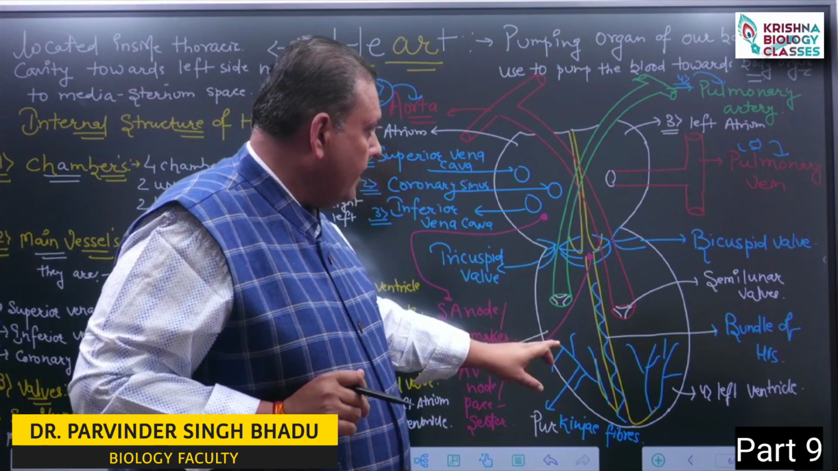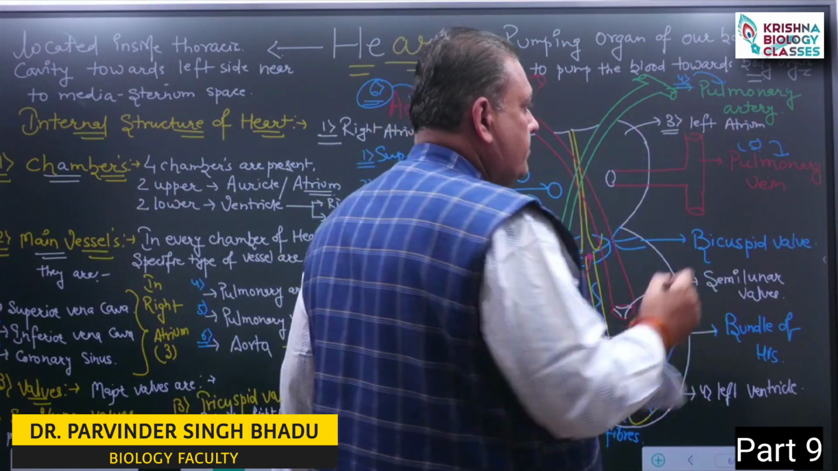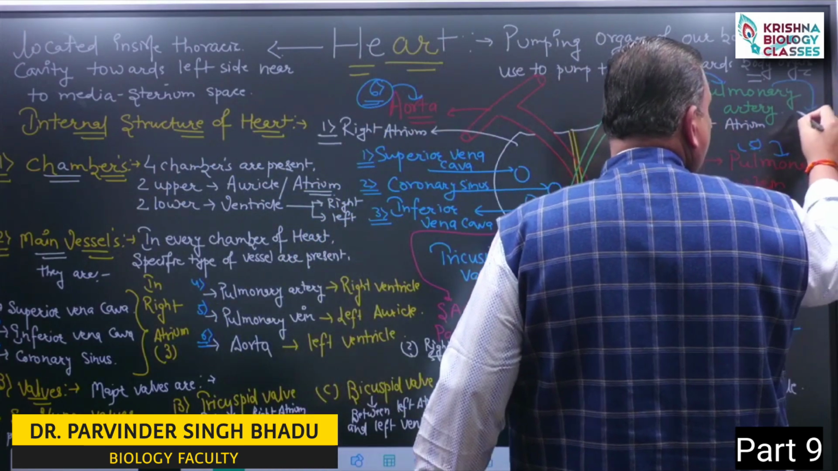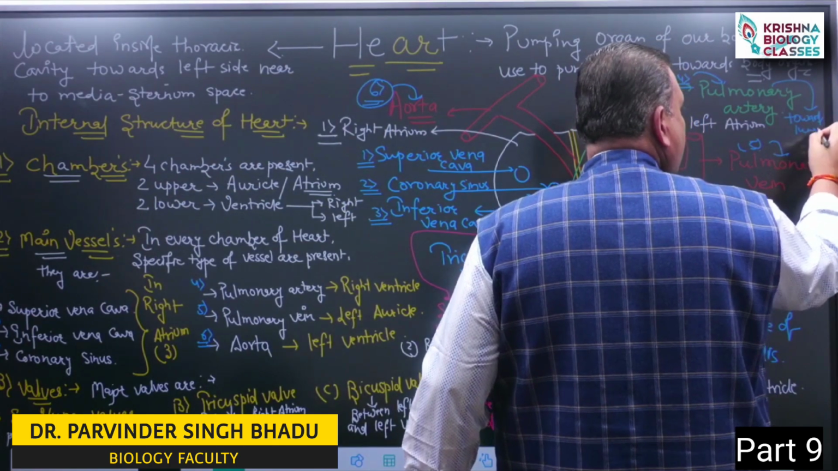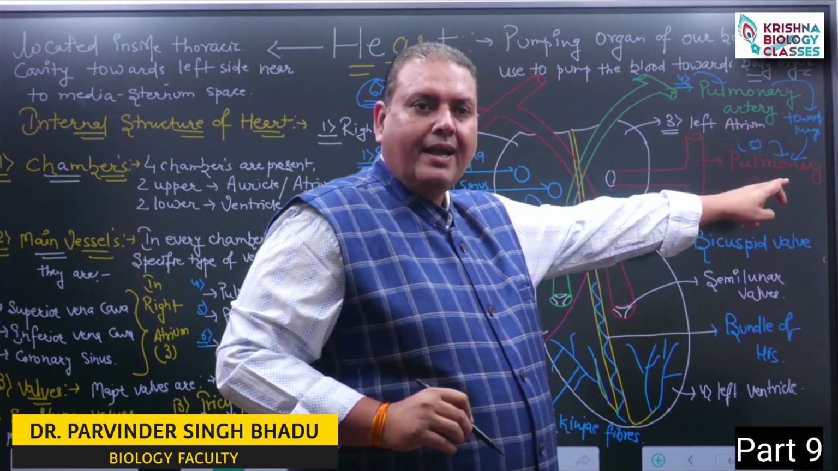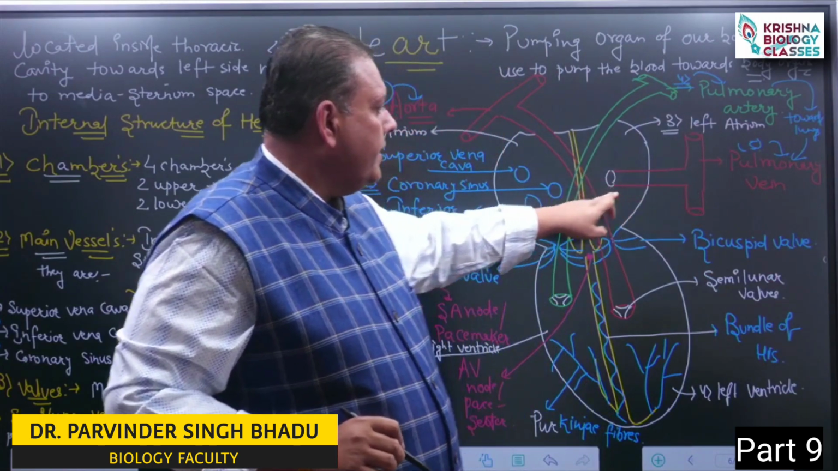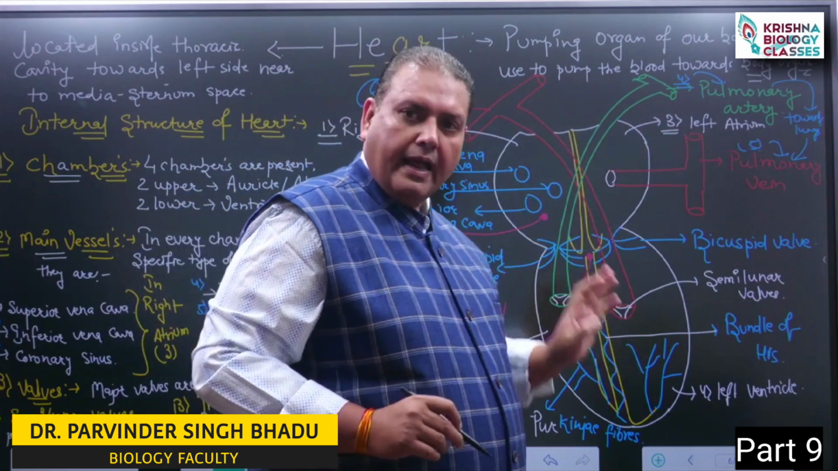Inside the right ventricle, a vessel is present, the pulmonary artery, which moves towards the lungs. Inside the lungs, this blood becomes oxygenated and is carried by the pulmonary vein into the left atrium, and then it moves into the left ventricle.